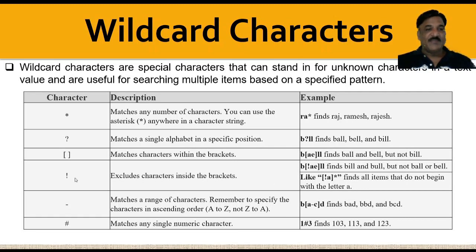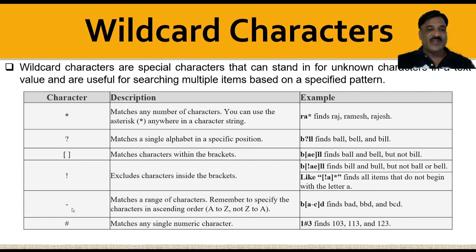Then the exclamation symbol is useful to negate. It means if you write B, then in brackets exclamation mark AE, it means B followed by any character other than A and E, followed by two L characters. In that case, it may return a result like bill and bull. Then we have exclamation mark A, which means any character other than A at the beginning.